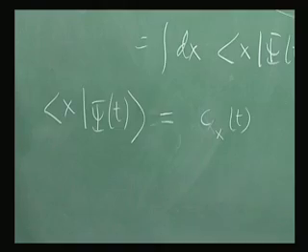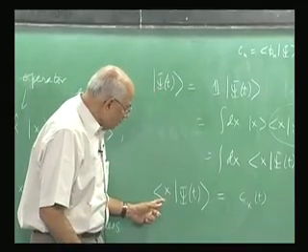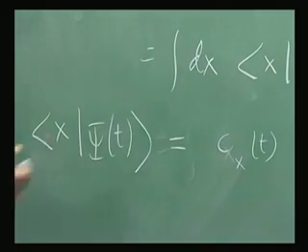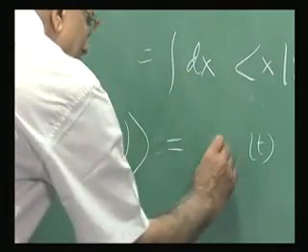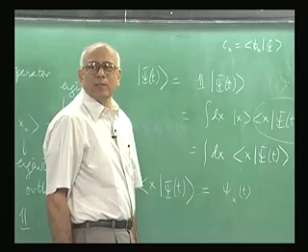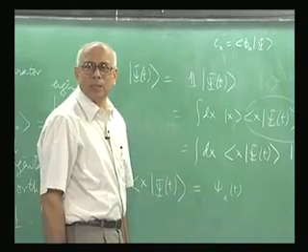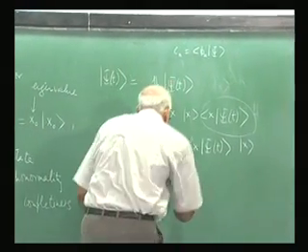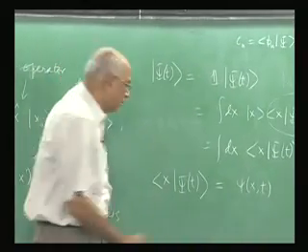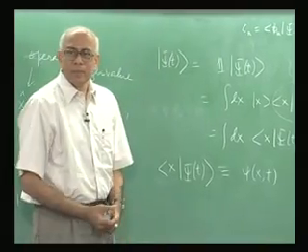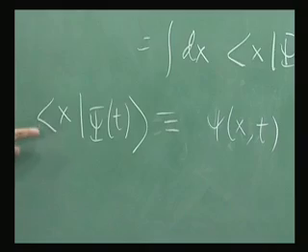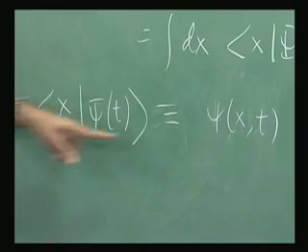But I want to remind myself that it is the coefficient in the expansion of this ket vector with a psi. So let me call it psi x of t, but x is continuous, so it is stupid to put it down as a subscript, right. So let me put it inside and just call it psi of x comma t. That is a reasonable thing to do. The t dependence comes from the dependence of the state vector, the x dependence comes from this scalar product here of the state.